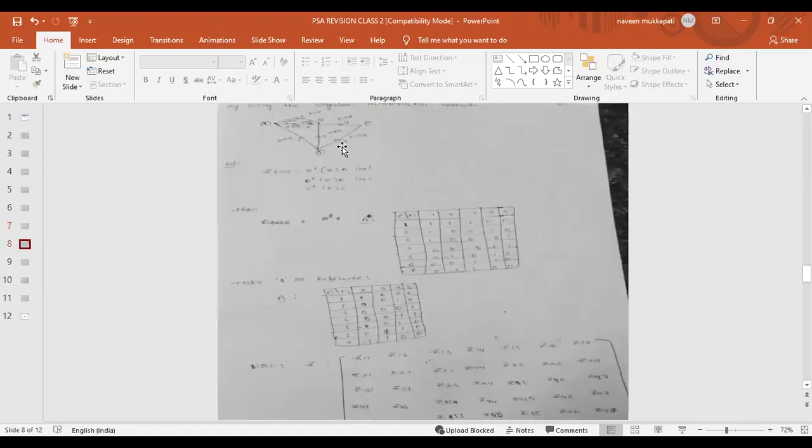This is the given problem. By using this graph, we are calculating the Z bus matrix, the Z loop matrix, or the Z branch matrix also.